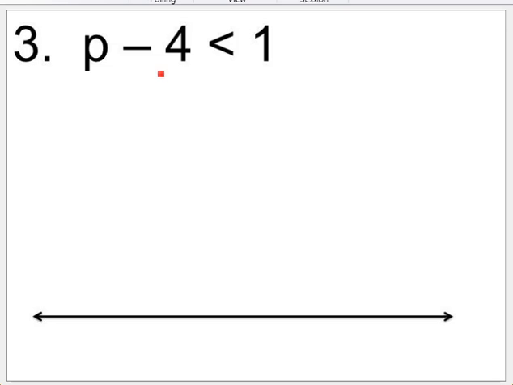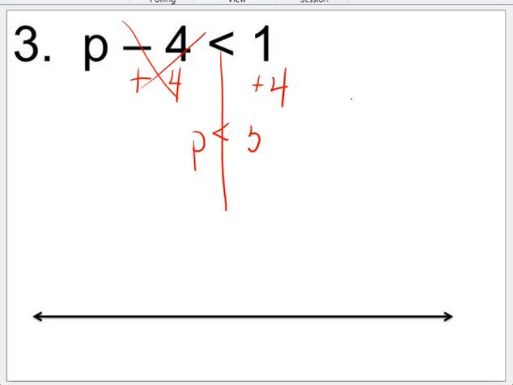Little rainbow flavors going on. We are going to add 4 to both sides. Add 4 to both sides. That's what creates 0 in this problem. I should have drawn my line down from the inequality so you can see the left and right hand side of my inequality. So I end up getting P, carry down my sign, and 1 plus 4 is 5. The P is on the left hand side, so we're ready to graph.